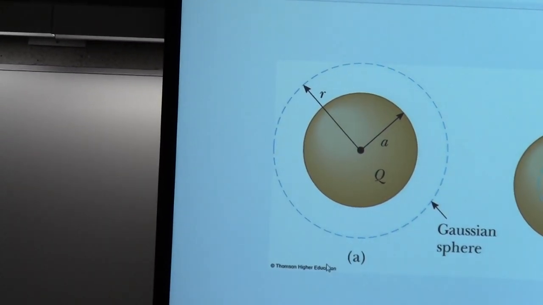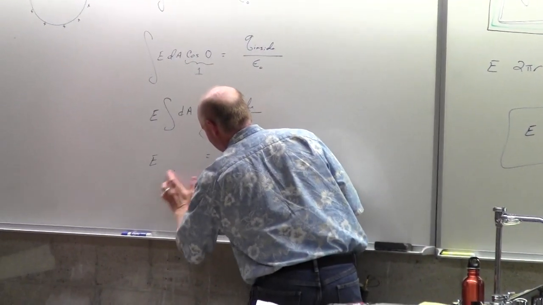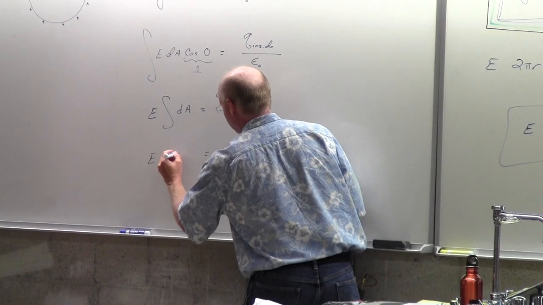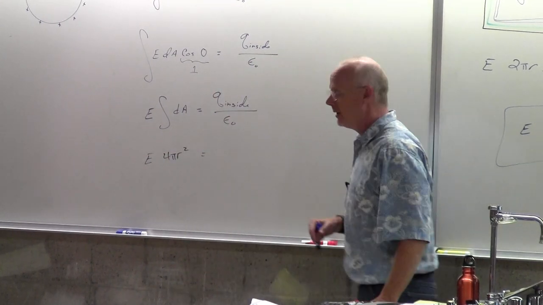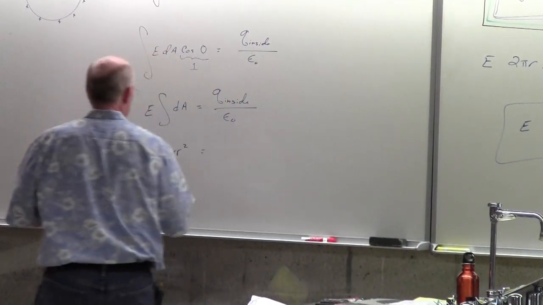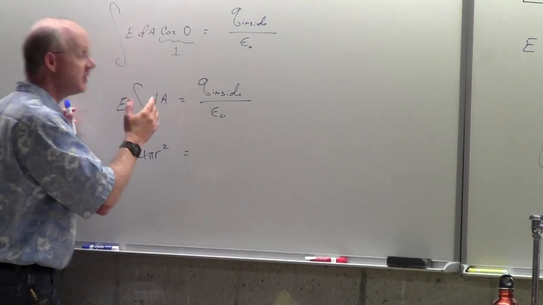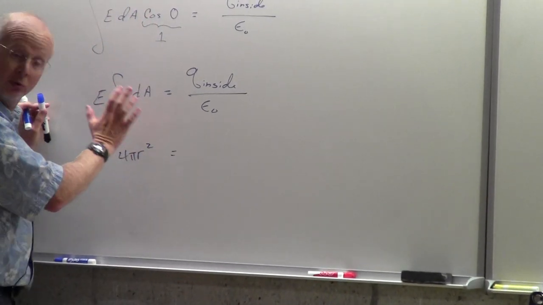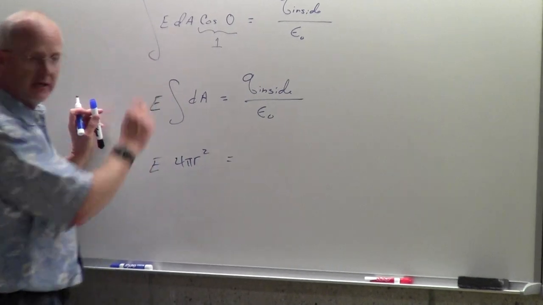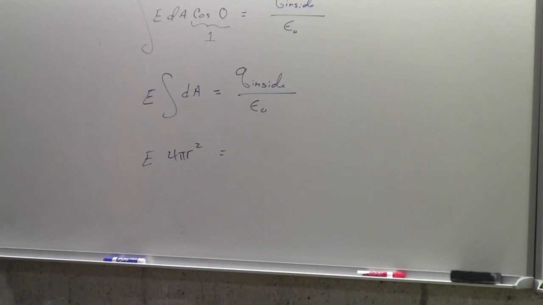All right, so do not put a squared. Okay? Look closely at what you are doing. You are integrating the electric field on the Gaussian surface, on that blue surface. So it is the area of that surface, okay? Not the area of the ball.